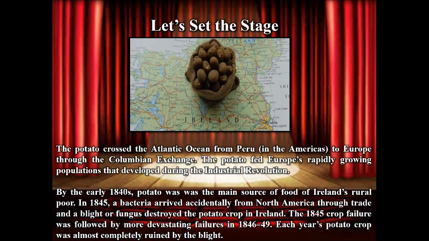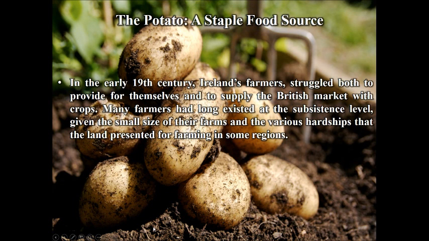In 1845, a bacteria arrived accidentally from North America through trade, and a blight or fungus destroyed the potato crop in Ireland. The 1845 crop failure was followed by more devastating failures in 1846 to 1849. Each year's potato crop was almost completely ruined by the blight. The potato, a staple food source.